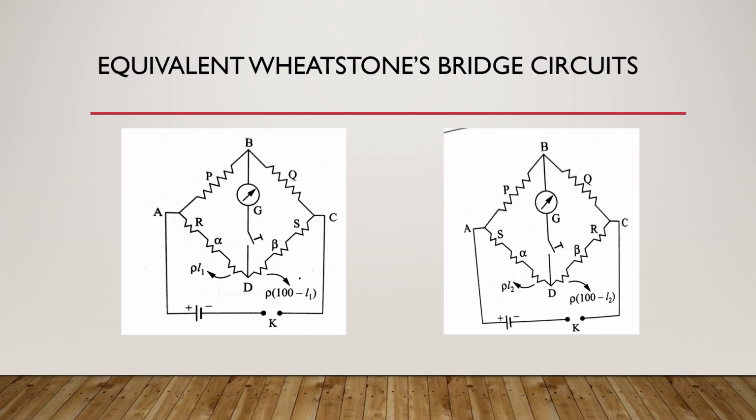These two are the equivalent Wheatstone's bridge circuits. That is, here P, Q, this end R, alpha the end resistance, rho L1 the resistance. This is S. Here the end resistance is beta. Here the resistance is rho into 100 minus L1. If these two are interchanged, here S, here R, but the end resistance here is alpha and the balancing length here is L2. Therefore, the resistance is rho into L2. Similarly, here rho into 100 minus L2.